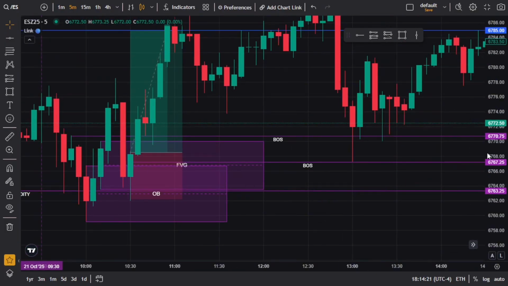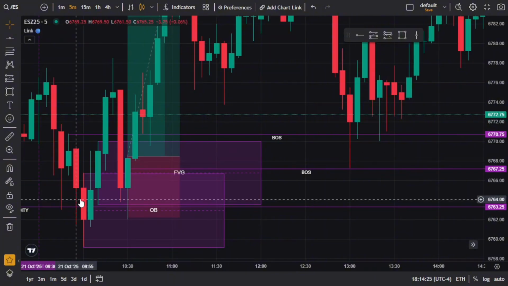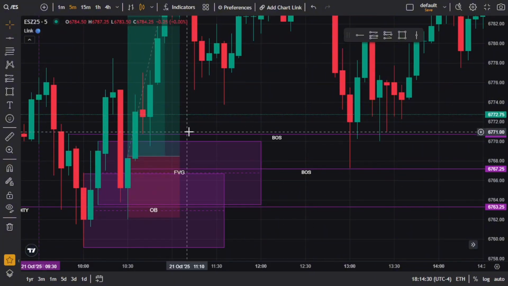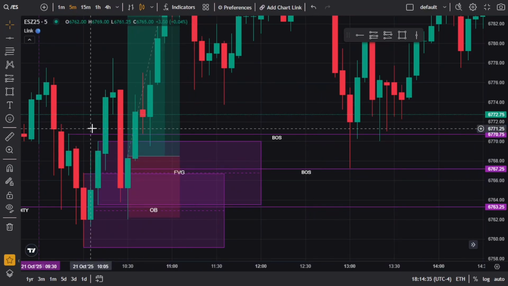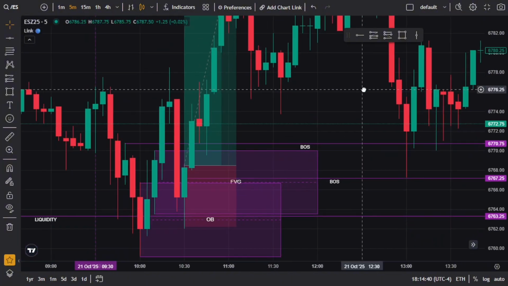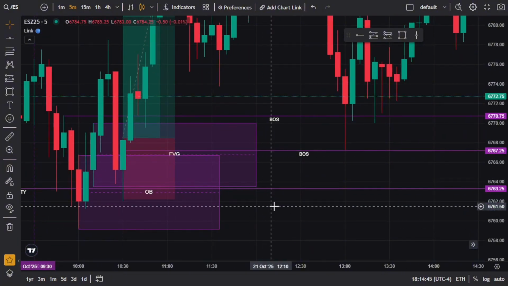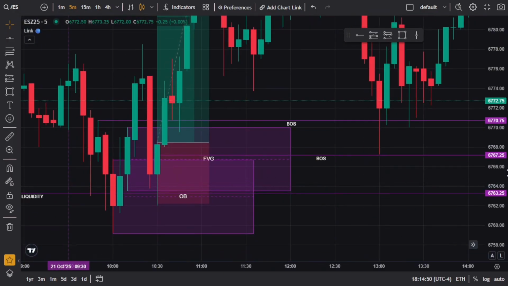A fair value gap is when, again, price skips buyers or sellers, meaning we skipped a bunch of sellers here and there's a bunch of green candles. We're going to mark that out. The gap between these, or if we're in a downtrend, the gap between these 2 candles, right? We always mark the highest point and the lowest point of those wicks. That's what I do personally. People do it differently, but that is what I mark out, right?